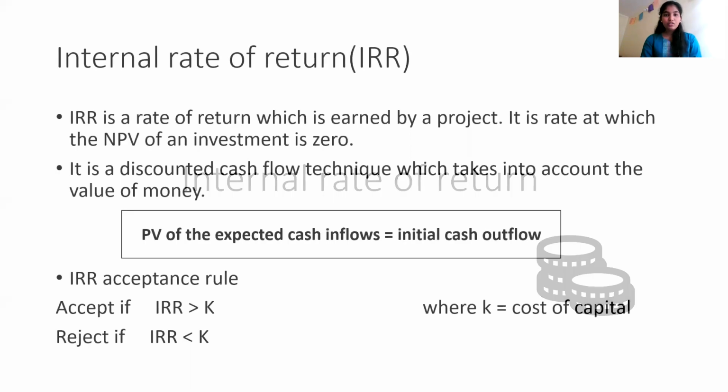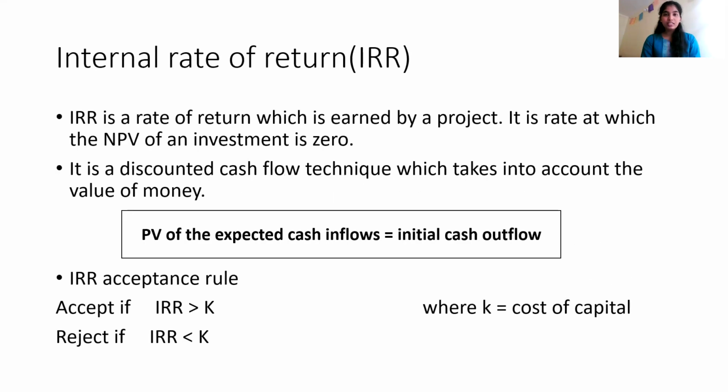So internal rate of return is nothing but a rate. Rate is a percentage which you will be interpolating through trial and error method. You'll be assuming an IRR, a rate, and you will calculate your PV factor. When your PV is equal to your NPV, in such a case, your investment will become zero. So IRR is a rate of return which is earned by a project. It is the rate at which the NPV of an investment is zero.